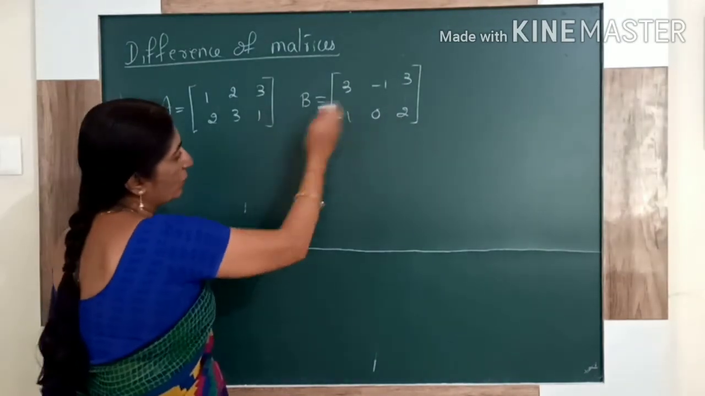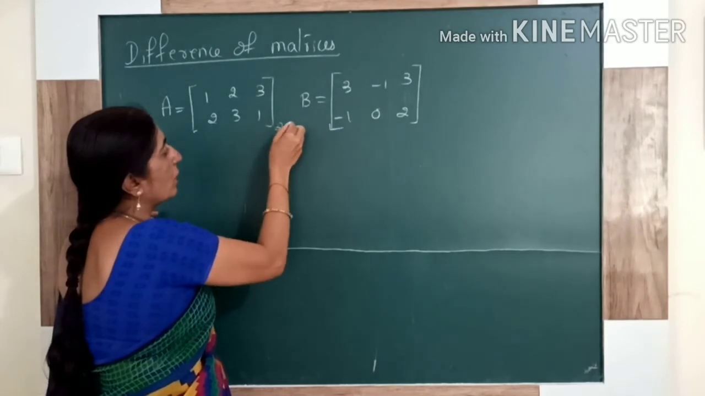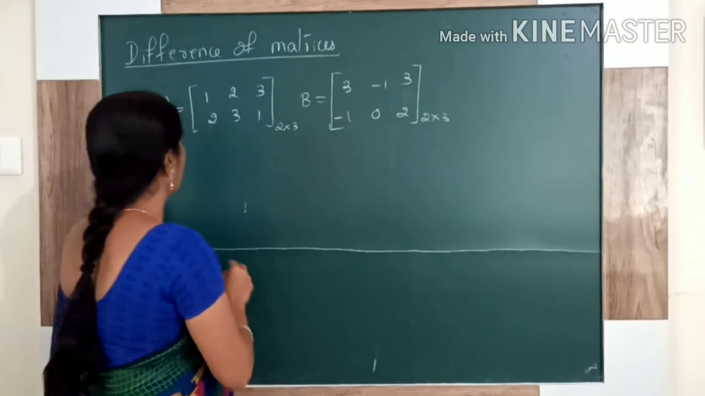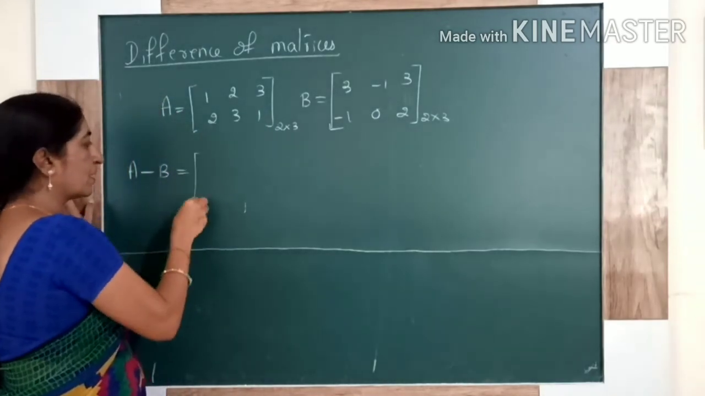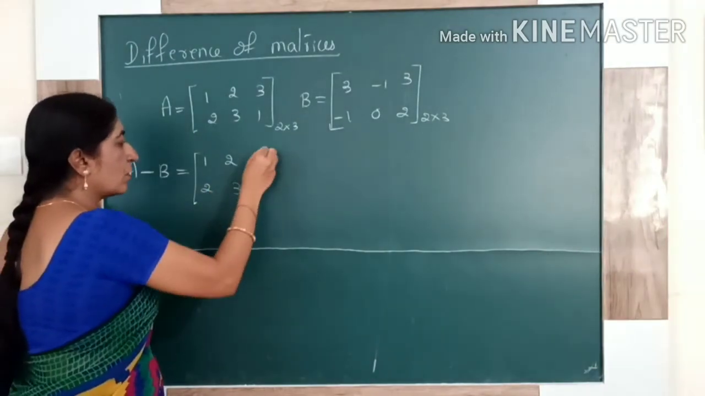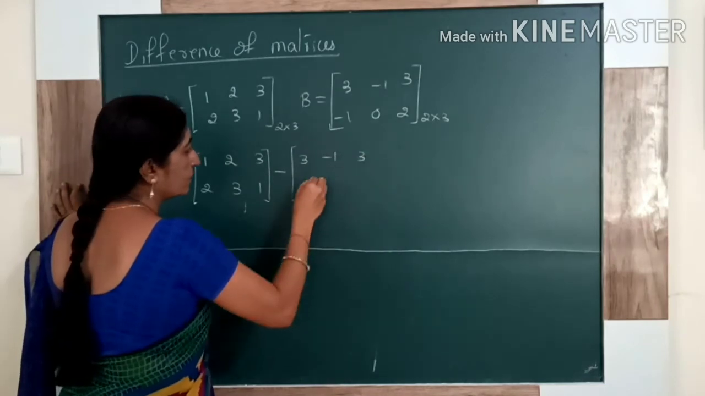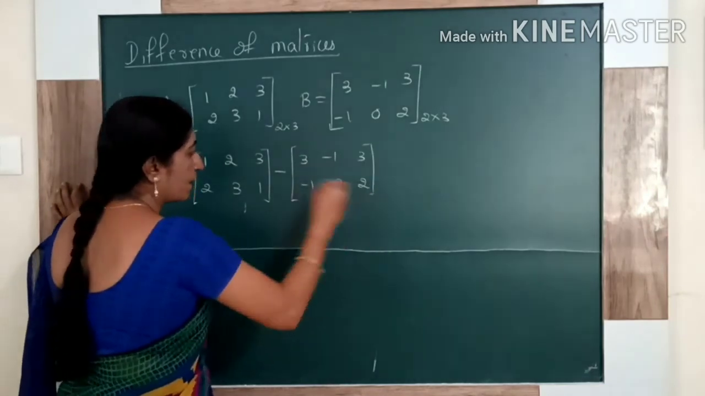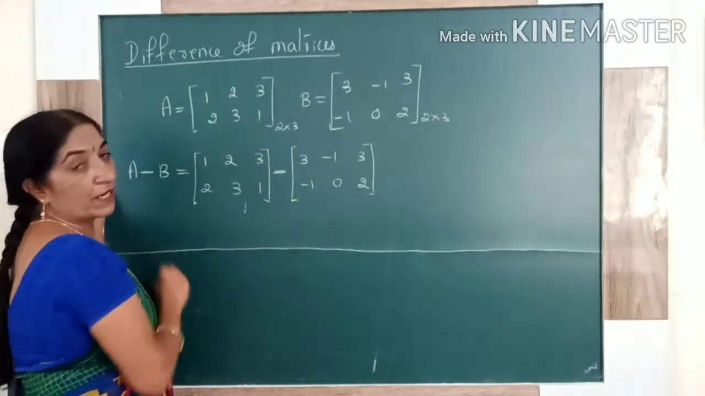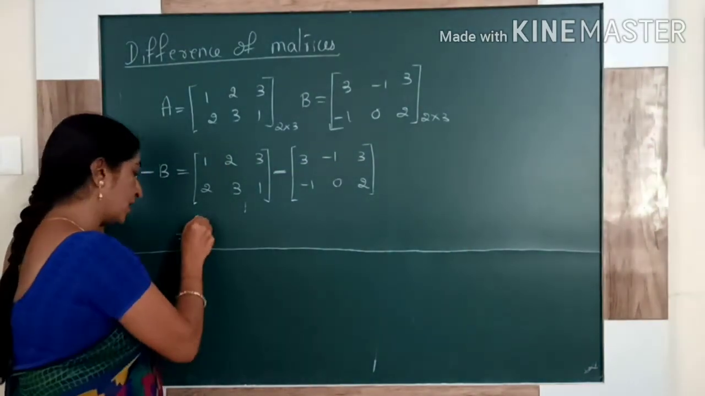So first I am going for A minus B. See here, you are observing that they have the same order. Tell me, what is this order? This is of order 2 by 3, and here this is also order 2 by 3. So I am going for A minus B. First I am writing A because they have the same order, then B. After that, instead of the previous example where we had plus, here minus. What you are doing is just the subtraction of corresponding elements.